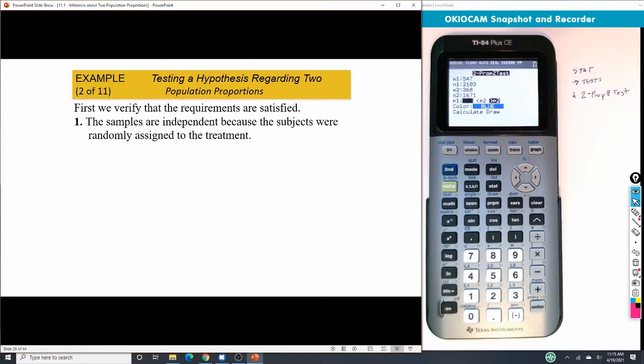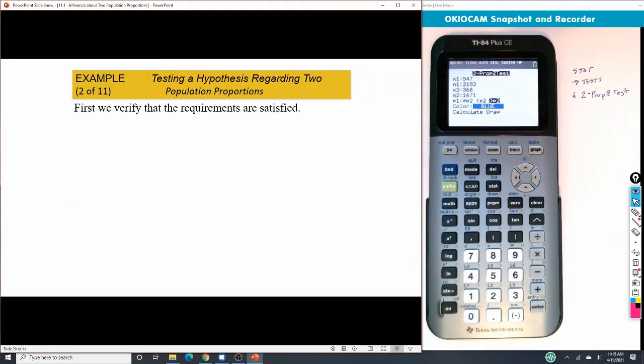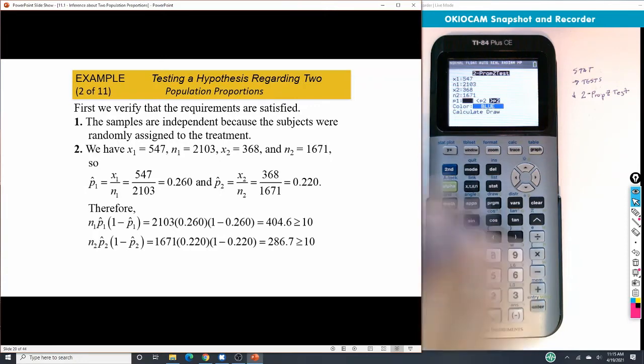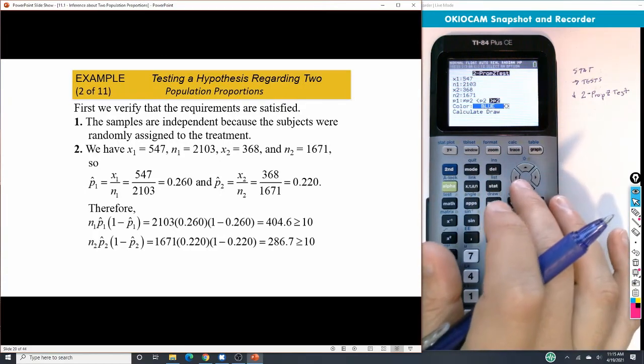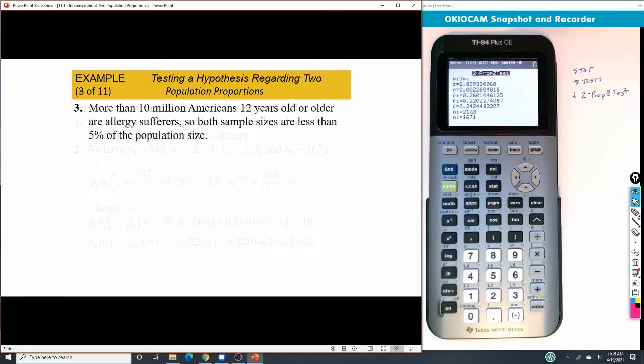Okay. Now, if we go back here and read here, it wants to know Nasonex experience. So Nasonex, where the group 1 is greater than the control group, which is P2. So we want greater than for that. We want to make sure here that we have greater than selected, and we're going to hit calculate. Okay, so we'll come to all those pieces in just a minute.